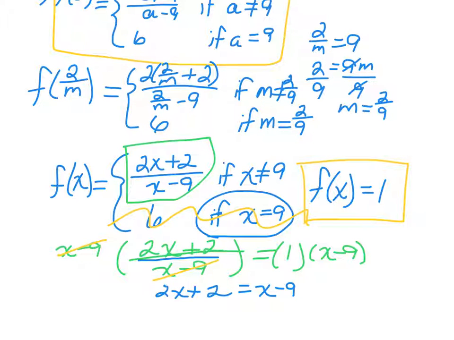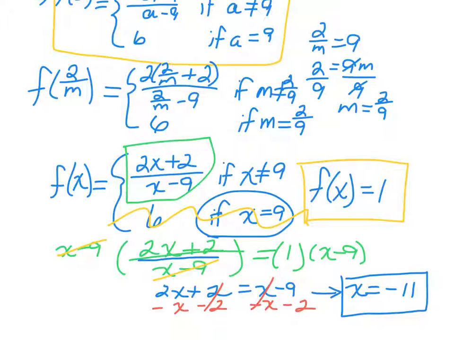And that leads us, if we subtract x from both sides, and we subtract 2 from both sides, eliminating x on this side and 2 on this side, then that gives us that, let's see, 2x minus x is x, and negative 9 minus 2 is negative 11. So the value for which f of x is equal to 1 would be when x is equal to negative 11.